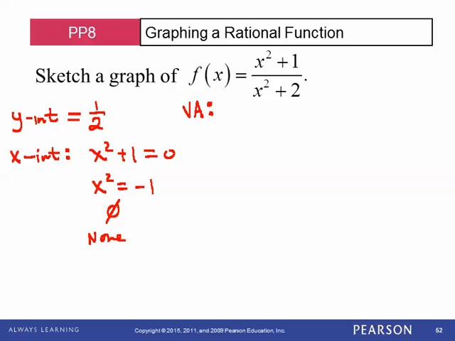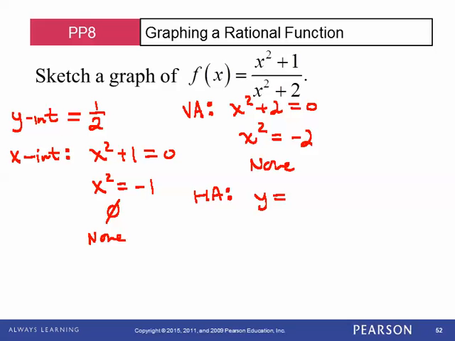Cool, I'll go with none, because x squared plus 2 can never give you a 0, because you get another imaginary. That's weird. Okay, horizontal asymptote. Y equals 1. Cool. Trained you well in that already. That should be a 1 there. Okay, and symmetry.